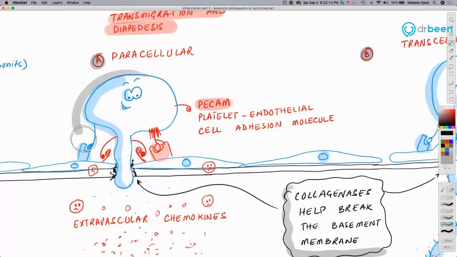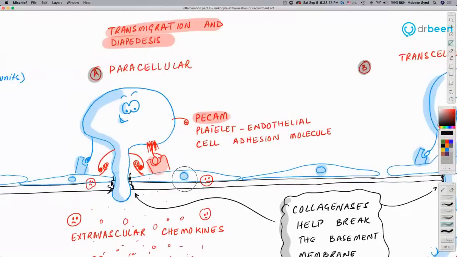Now the cell is actually going to change its behavior and get out of the blood vessel. This is called transmigration or diapedesis. Diapedesis means crawling of a cell towards the site of infection. So now this cell is going to start crawling from here.